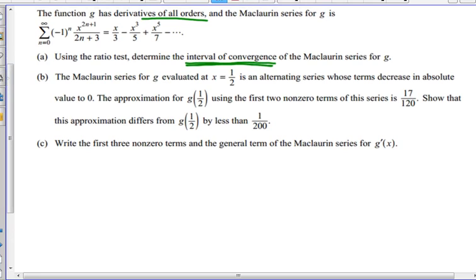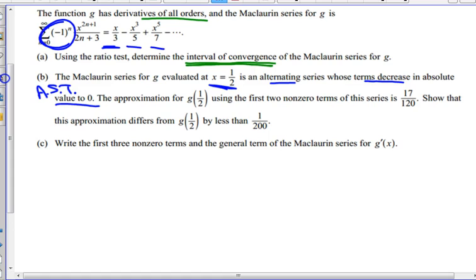The Maclaurin series for g, evaluated at x equals 1/2, is an alternating series. And we can see up here, positive, negative, positive. Or you can see right here, we knew this was an alternating series. And terms decrease in absolute value to 0. So they're kind of helping us here. It's an alternating series, it decreases to 0. That's the alternating series test. They just stated it for us, which means it converges.